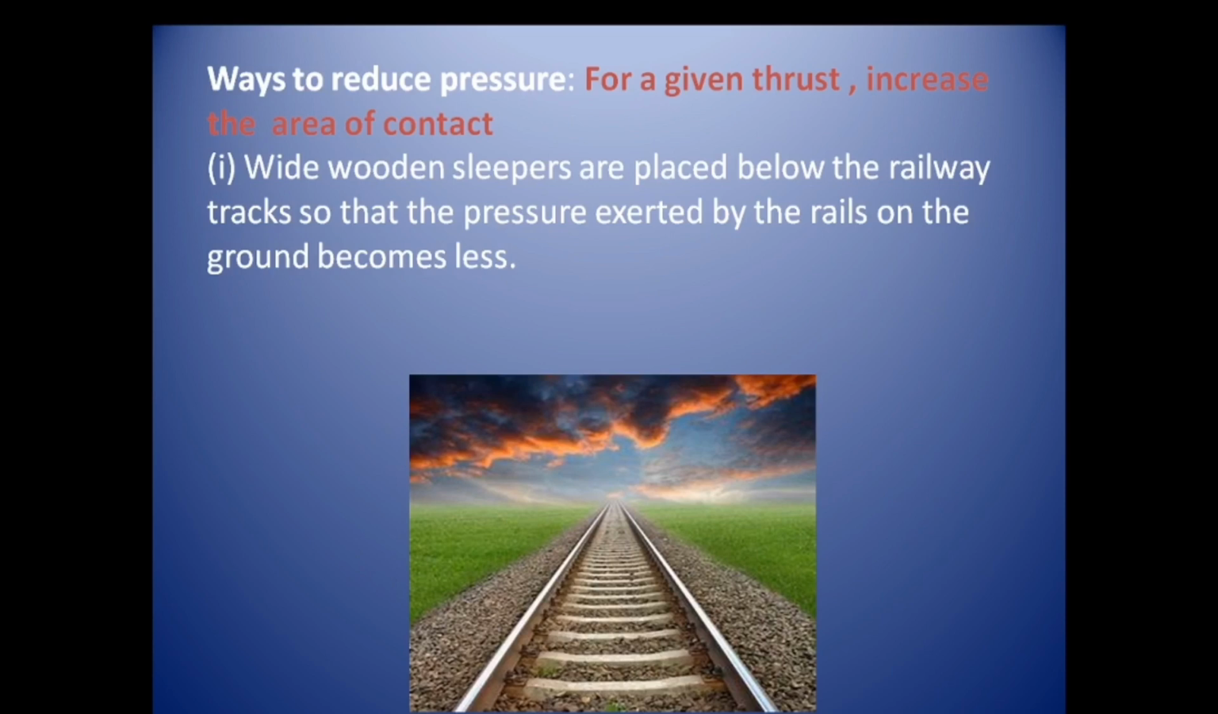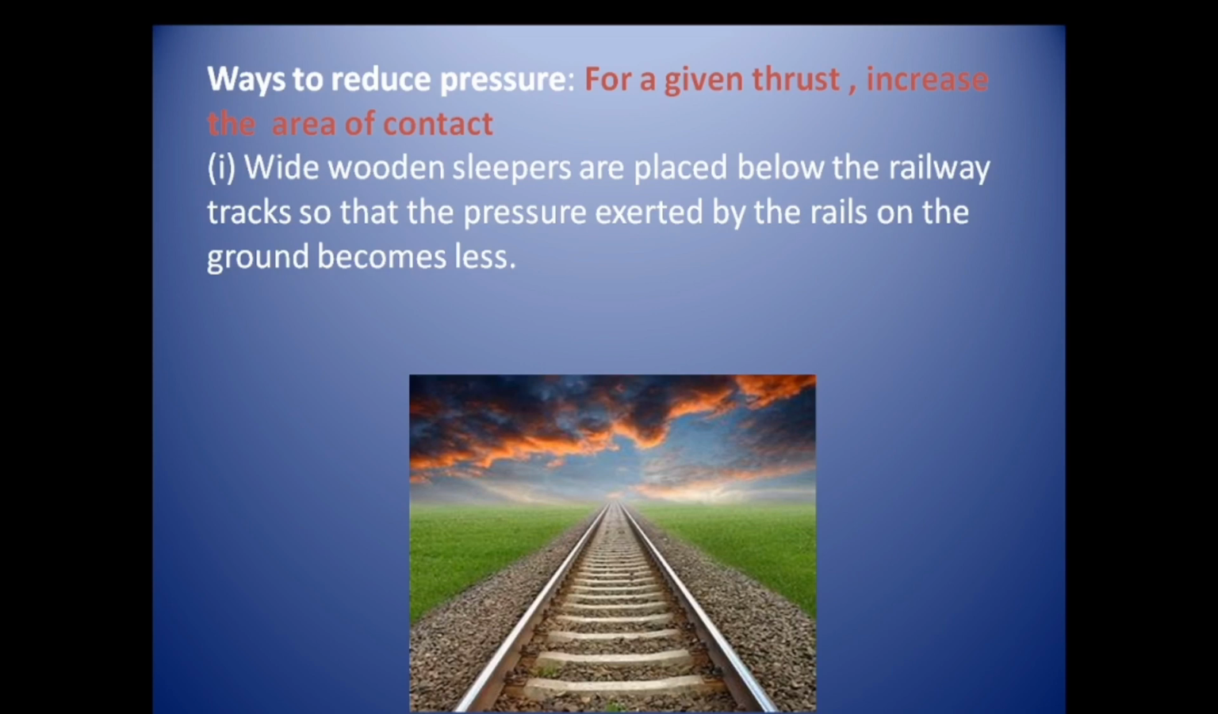Ways to reduce pressure. For a given thrust, if we increase the area of contact, the pressure will decrease. Example, wooden sleepers are placed below the railway track because wooden sleepers will increase the area of contact due to which the pressure exerted by the rails on the ground becomes less.